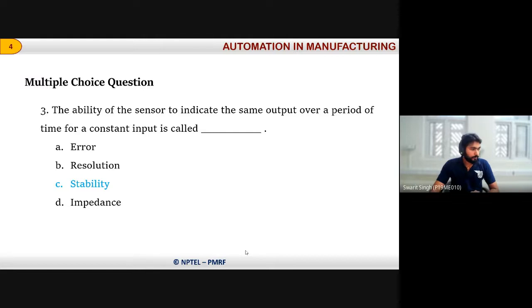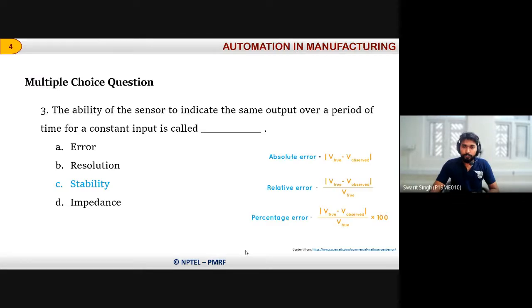Okay, so now the fourth question. Here I just wanted to throw some light on error. Resolution and impedance are electrical properties that are not in the context of this discussion. So resolution, error, and stability are here. Resolution I will be discussing in a subsequent slide. And error, what is error? Can somebody define what is error?